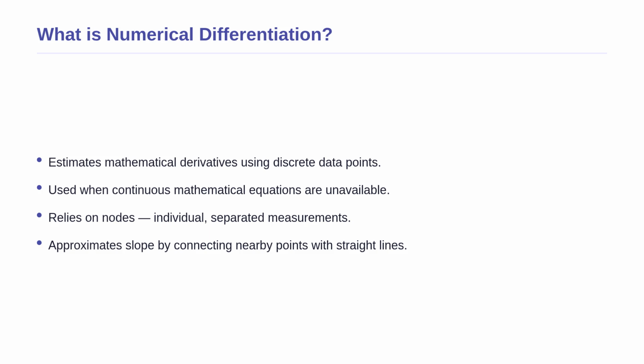Nodes are simply the individual separated measurements we have collected, like temperature readings taken once an hour. Numerical differentiation uses the differences between the function values at these nodes to approximate the slope. Simply put, instead of finding the perfect tangent line touching one point, we draw a straight line connecting two nearby points and use that line's slope as our best guess.